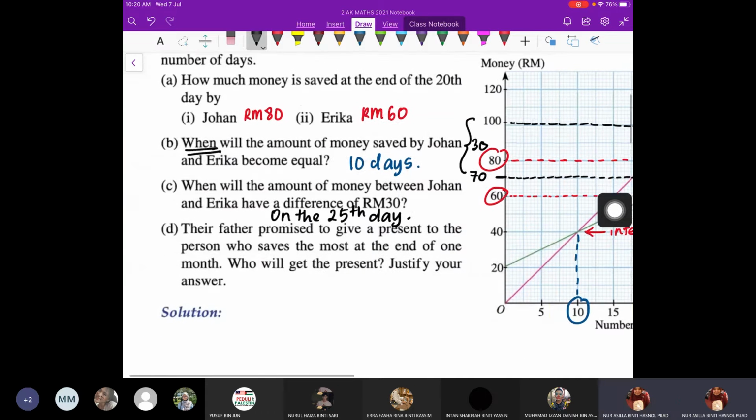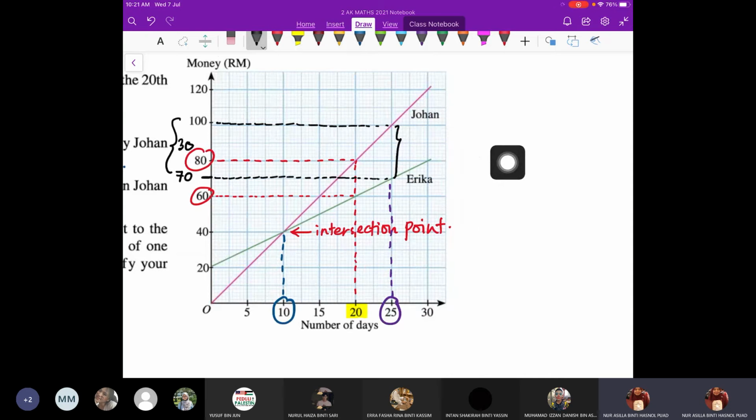Okay. Last. Their father promised to give a present to the person who saves the most at the end of 1 month. So 1 month, 30 or 31 days. Okay. So who will get the present? Justify your answer. Okay. Let's look. Since graph ini ada sehingga 30, and then sebenarnya kita boleh ambil 31 juga. Tetapi dia stop dekat 30. So kita andaikan 30 days. 1 month is equal to 30 days.